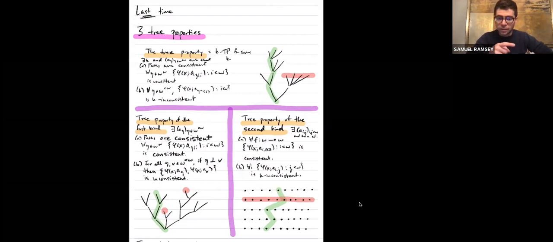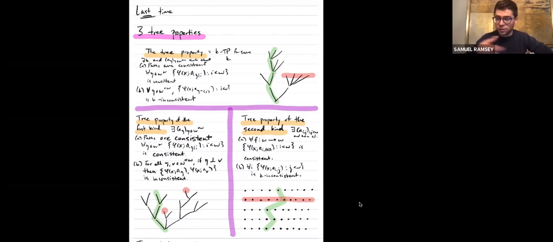That's written in the first thing. Phi(x, a_i) as i ranges over the natural numbers is consistent. But if I fix a particular row, and then I move my formula just along instances of that row, that should be k-inconsistent. Okay.